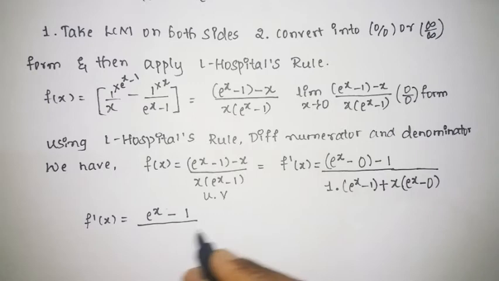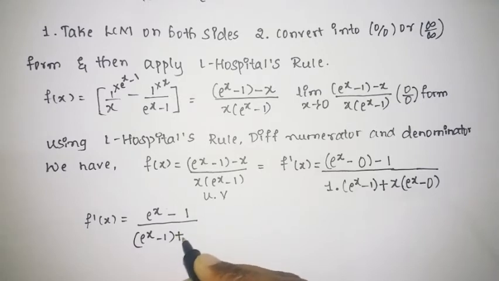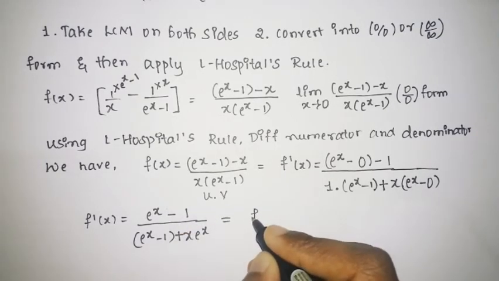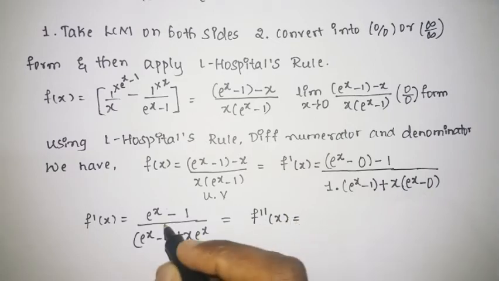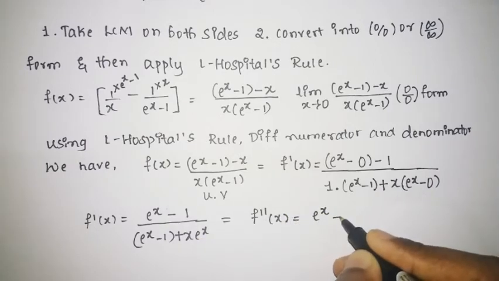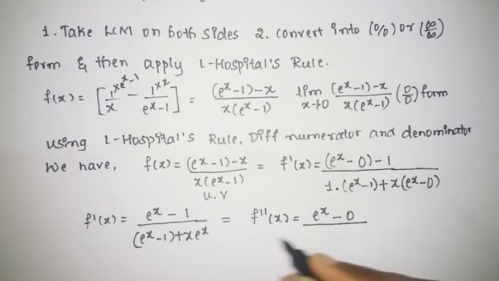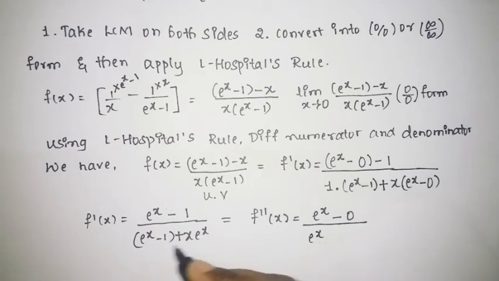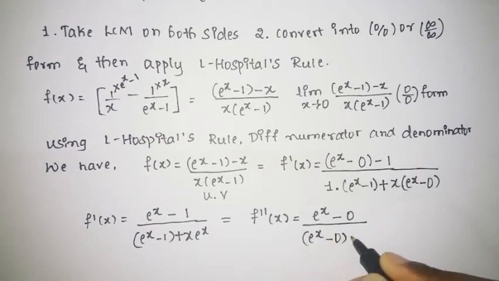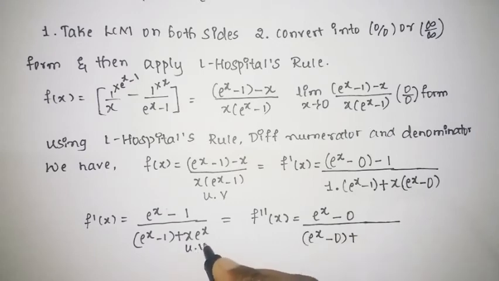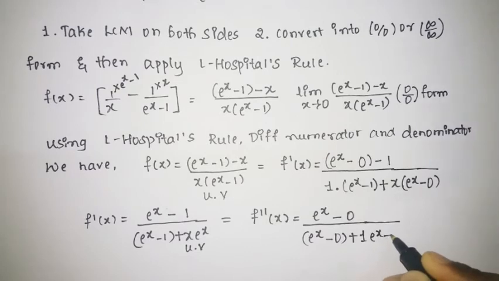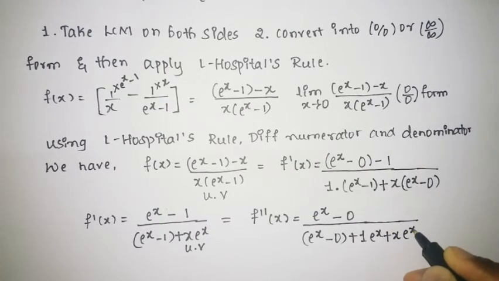Then whole divided by, this will be 1 into e raised to x minus 1, so e raised to x minus 1 plus x into e raised to x. Again we have not obtained any constant value, so again we shall differentiate. Differentiation of f dash of x will be f double dash of x equal to e raised to x minus differentiation of constant term 0, then whole divided by, differentiation of e raised to x minus 1 is e raised to x, minus 1 is 0, plus again apply the u into v rule: 1 into e raised to x plus x into e raised to x.